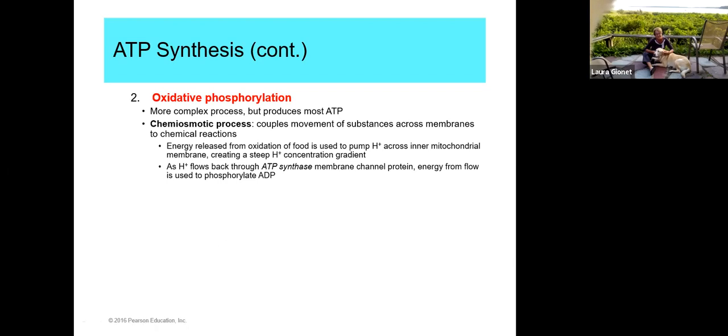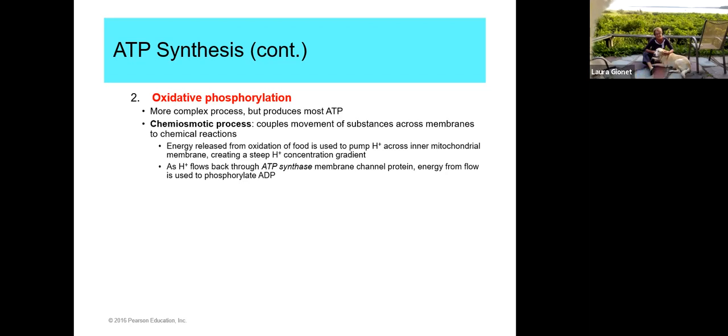More complex process, but it produces the most ATP, which means the last phase of this, the electron transport chain, is where we see oxidative phosphorylation. Chemiosmotic process couples movements of substances across a membrane to chemical reactions. Essentially, what's going to happen is that as hydrogens flow through this protein molecule that acts kind of like a turnstile, as they flow down their concentration gradient, it provides the energy to produce ATP. And that is a very efficient way of producing ATP.